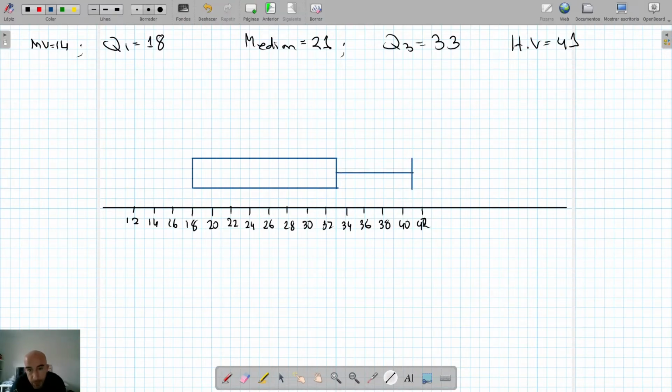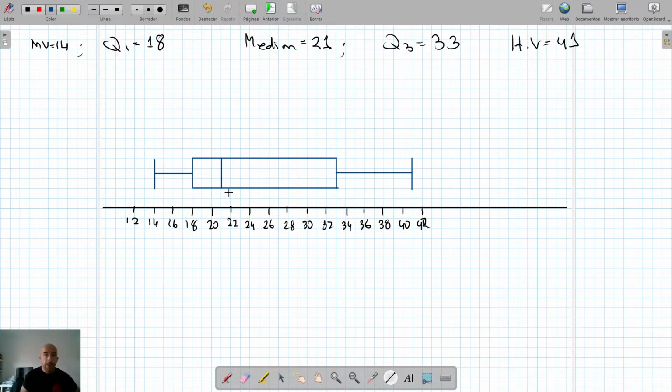And so we can draw our whisker there. Our lowest value is 14, which is here. Yep. And now we have to draw our median. So median is 21, and we can draw that there. Okay, so this would be our box plot, or our box and whiskers plot, for the data that we've just received.